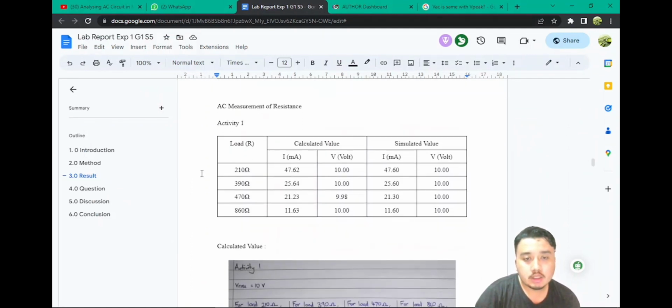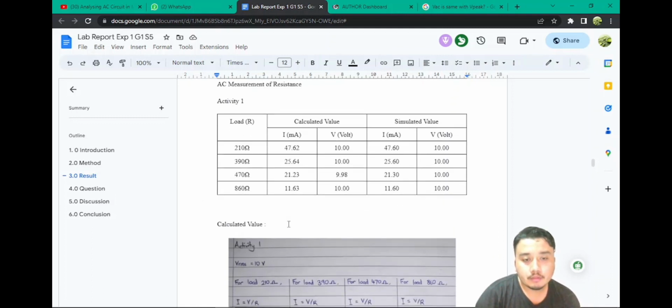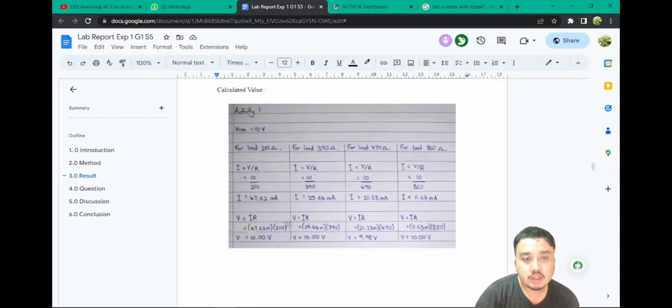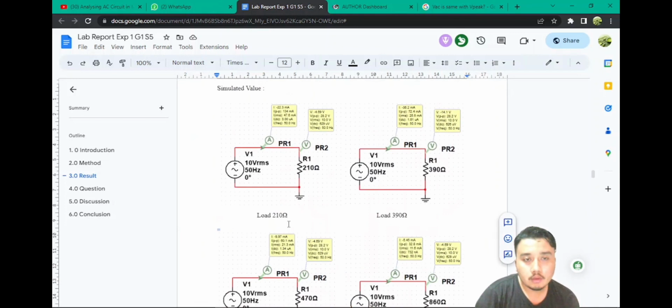So for activity 1, this is the result of the calculated value and also the simulated value for the different types of loads: first 210 ohm, the calculated value and also the simulated value stated here, then 390 ohm, 470 ohm, and 860 ohm. And this is the hand calculation of activity 1, and then this is the simulation of activity 1.